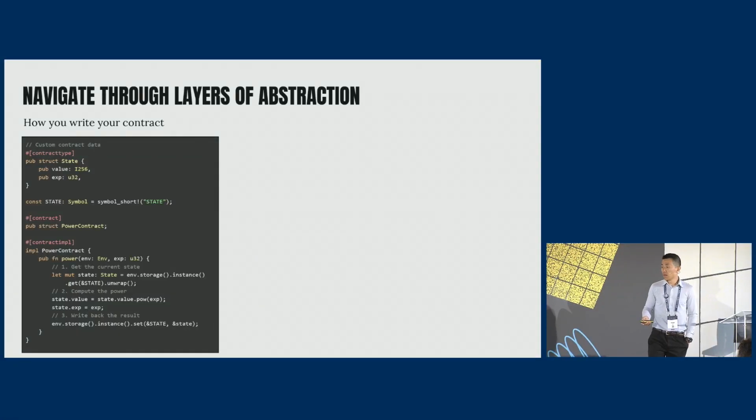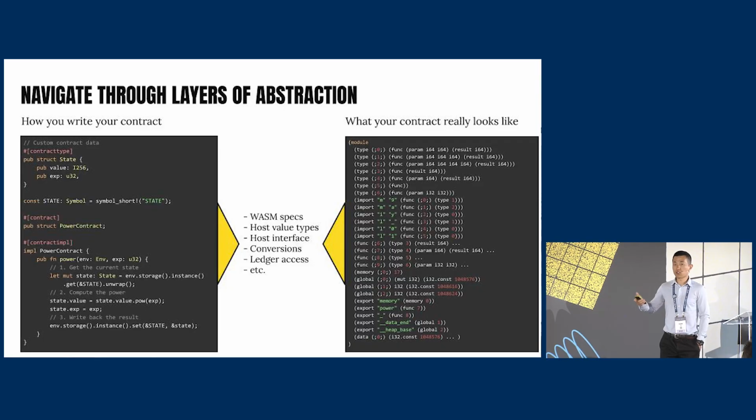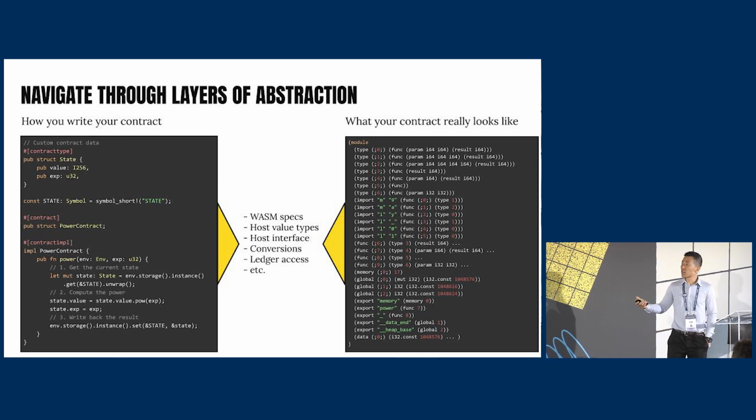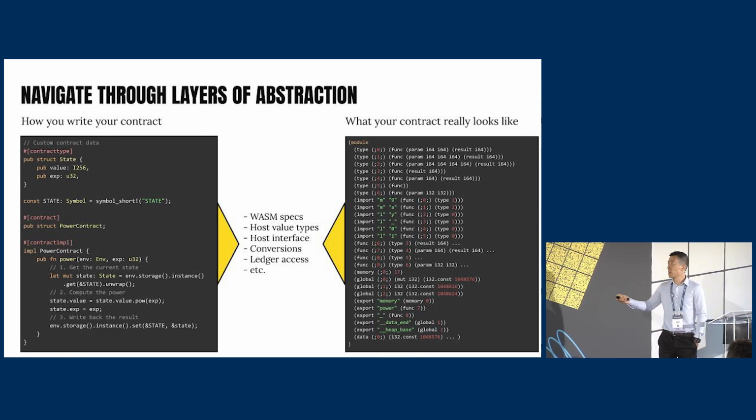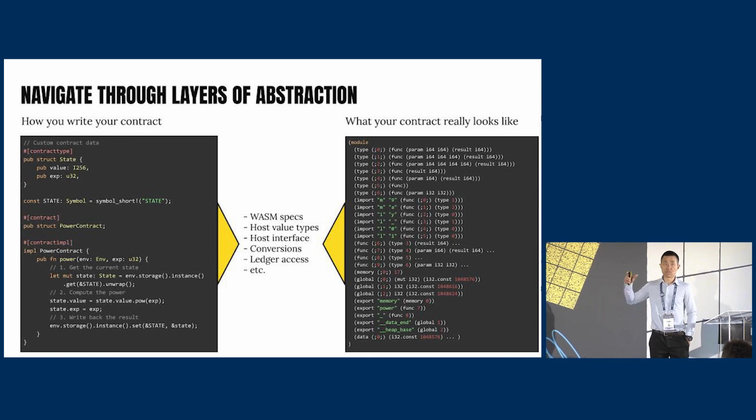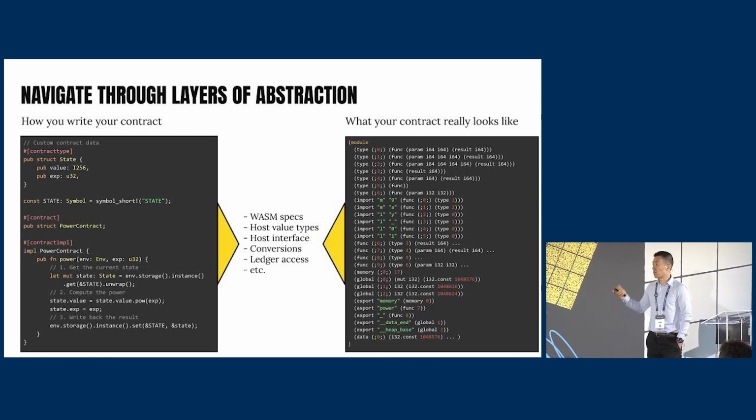And this is usually how contract writers think of their contract. However, what your contract really looks like to the blockchain is something very different. It looks something like the right-hand side. Well, actually, your contract is compiled to bytecode, so it's just zeros and ones. But here's just a text format to give you an overview of what it's composed of.